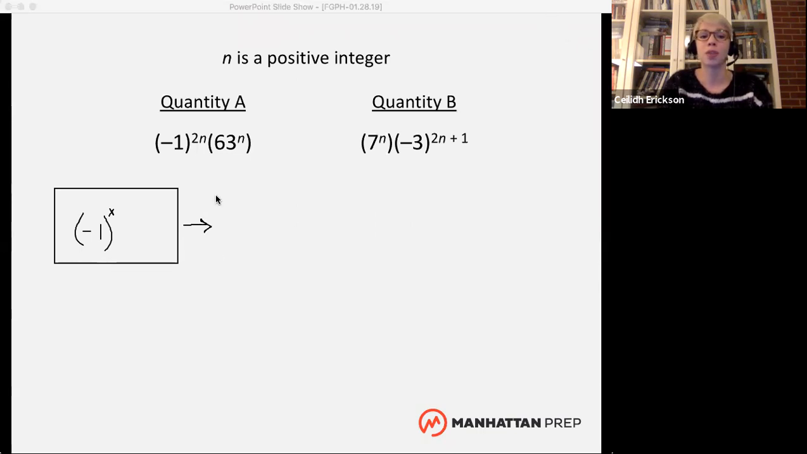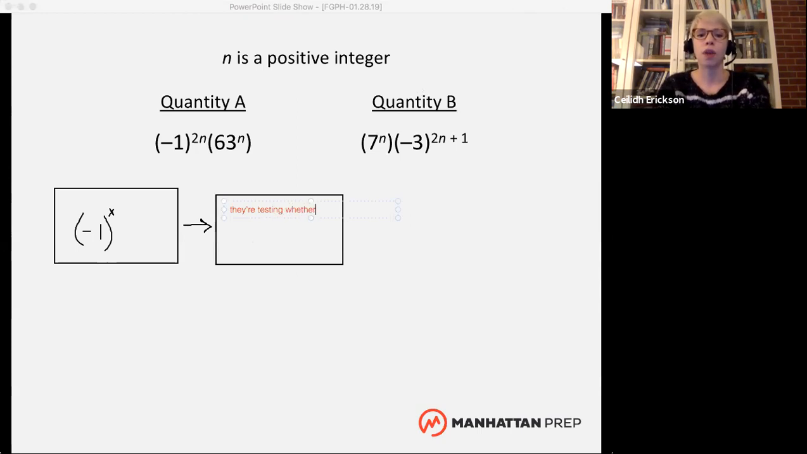well, what they're really testing with a -1 as a base is what? Yeah. They're testing whether it'll be positive or negative. So they're testing whether the exponent is even or odd. Because if the exponent is even, it'll make it positive. If the exponent is odd, it'll make it negative.